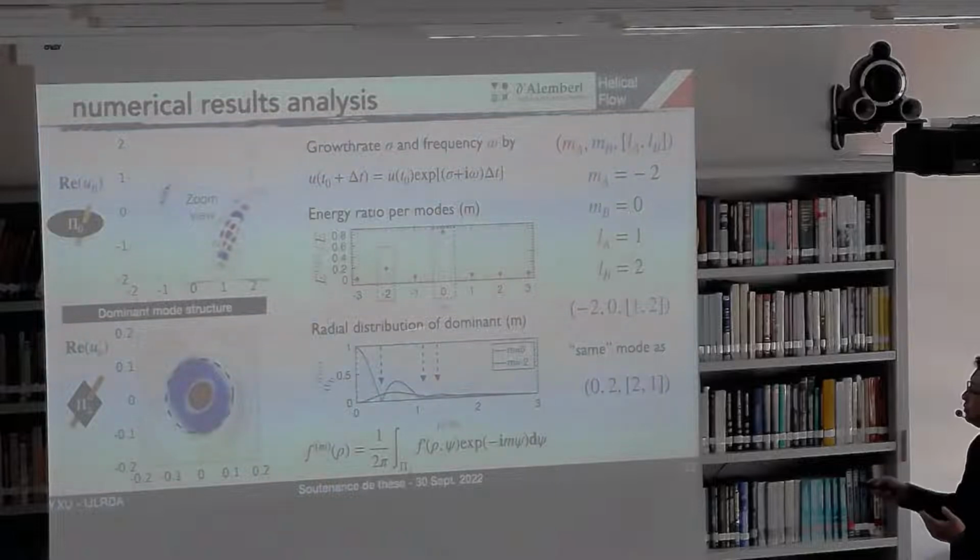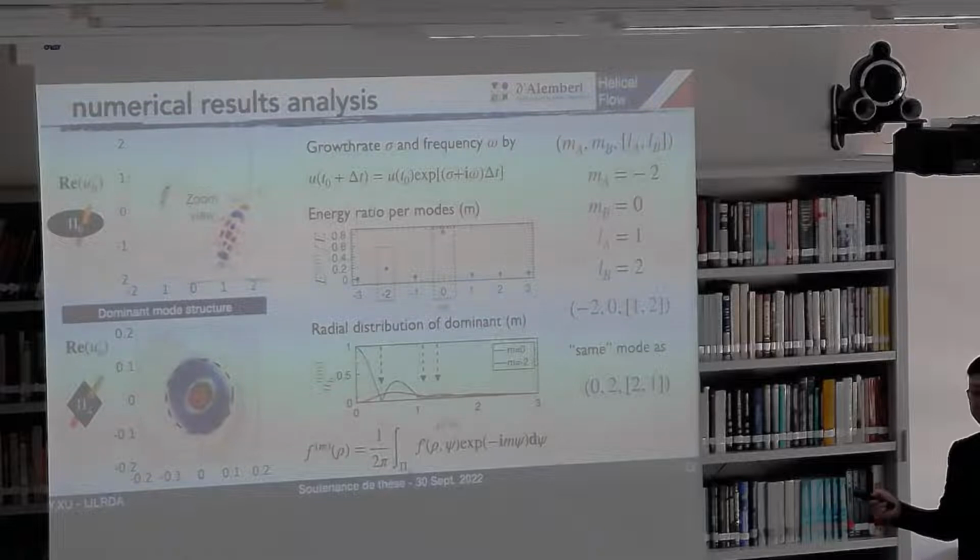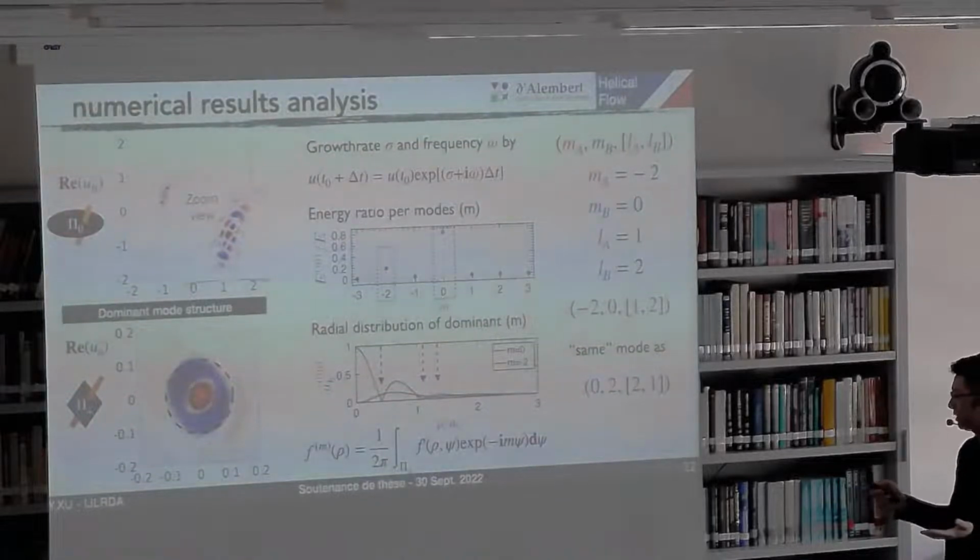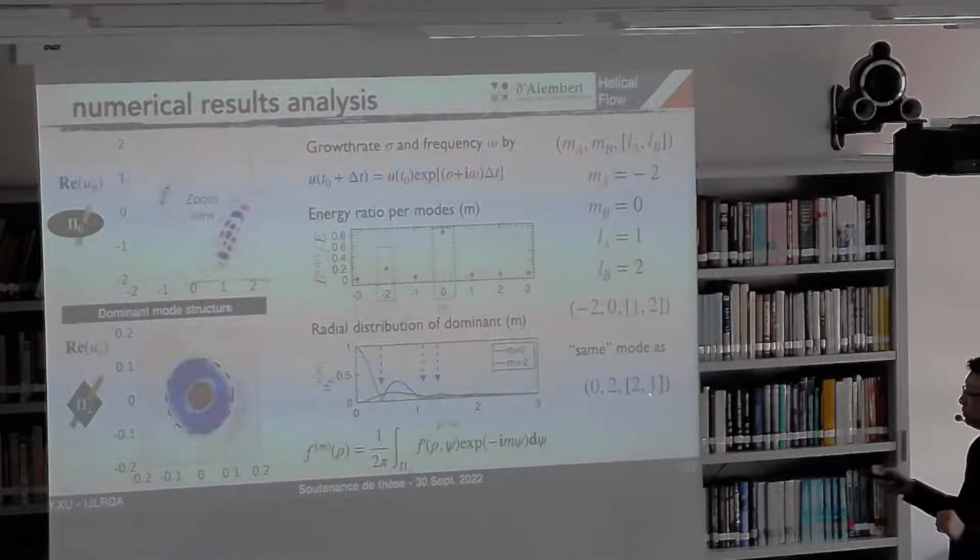And for modes m equals 0, we have 1, 2. And for modes m equals -2, we have just 1. So we name this mode -2, 0, 1, 2. Due to a different naming method, this mode is similar to the mode we called 0, 2, 2, 1 in the article. It's just the reverse of the sign of the dominant modes.